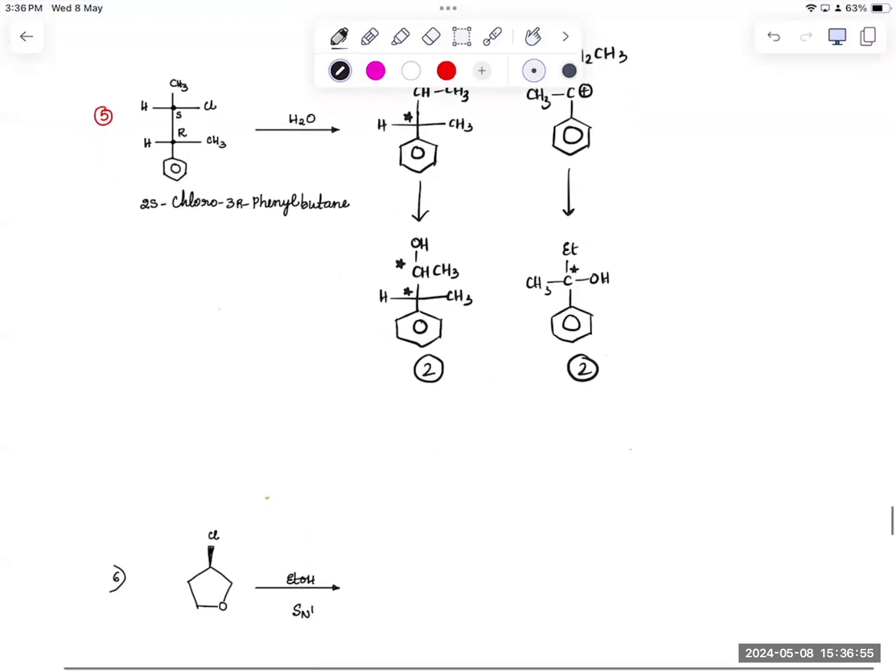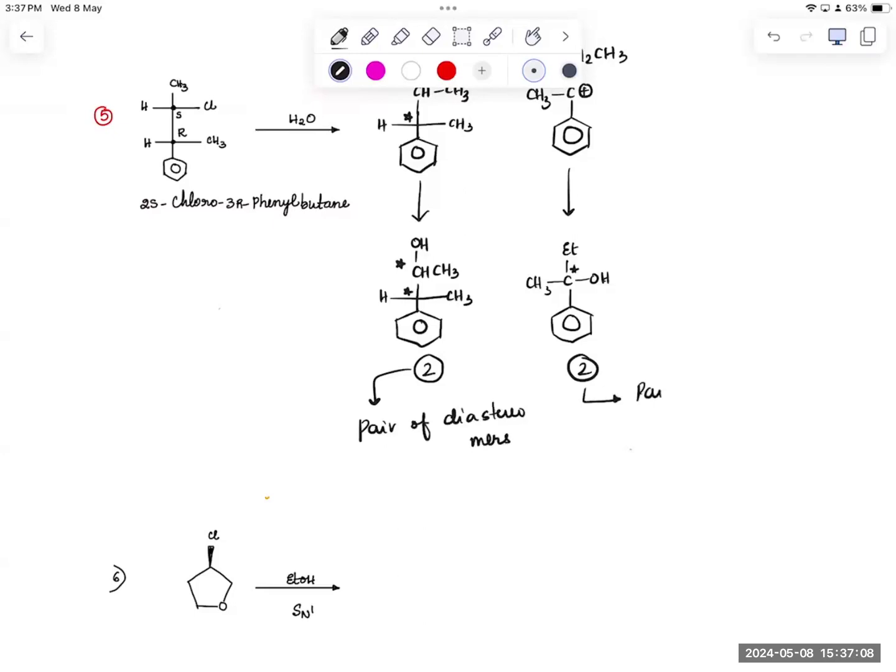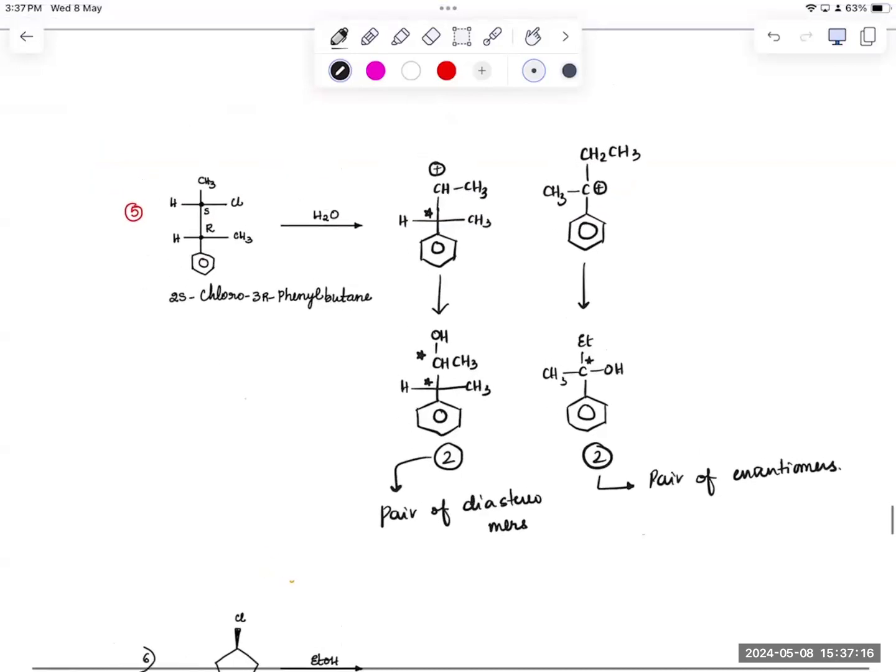Now these two which are there, these are a pair of diastereomers. While these two which are there, these are a pair of enantiomers. Done?